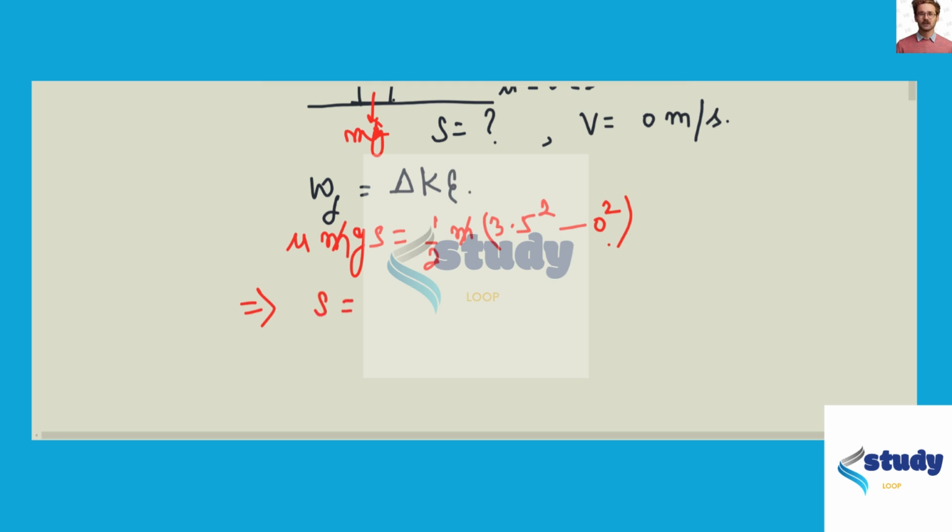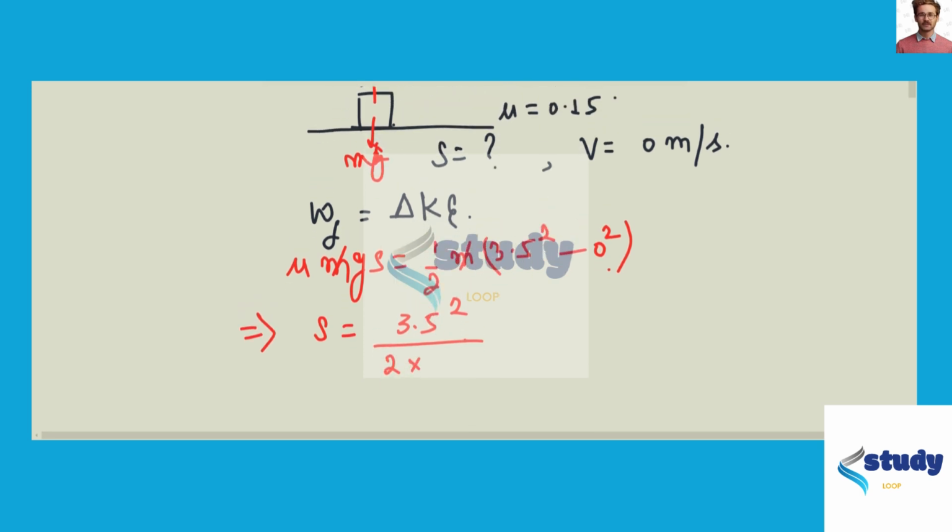So the displacement here will be 3.5 squared divided by 2 times the value of mu, which is 0.15, times g, that's 9.81. When we square 3.5 and divide it by 2 times 0.15 times 9.81, we get the distance traveled as 4.2 meters approximately.